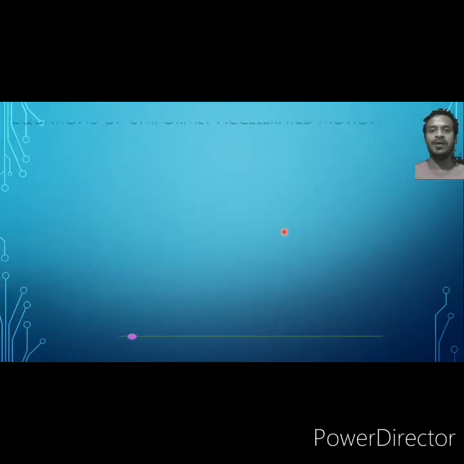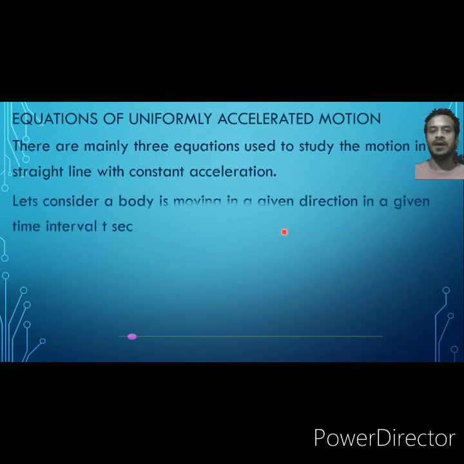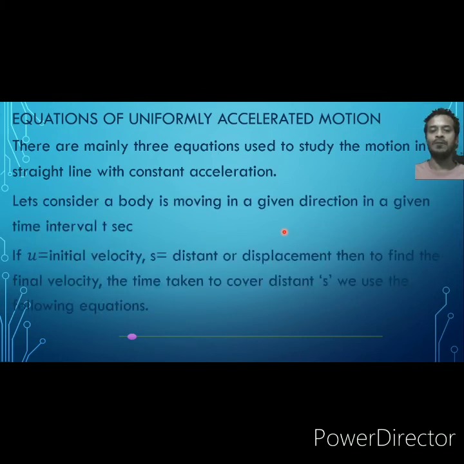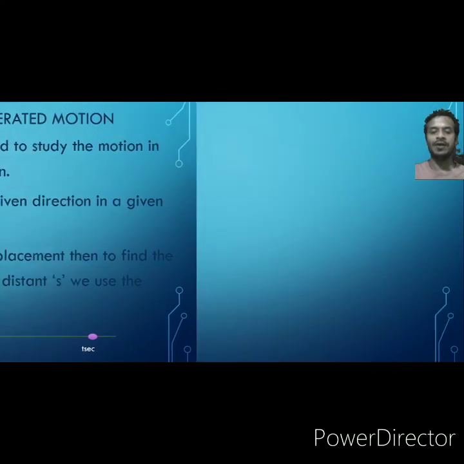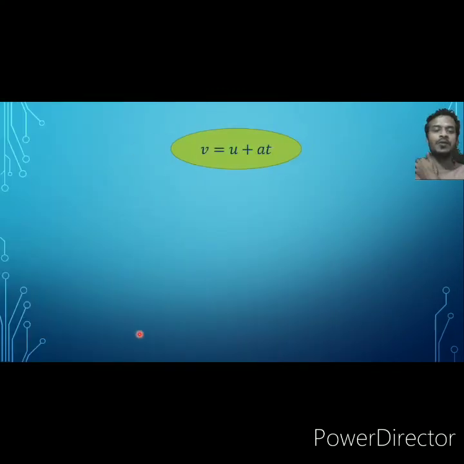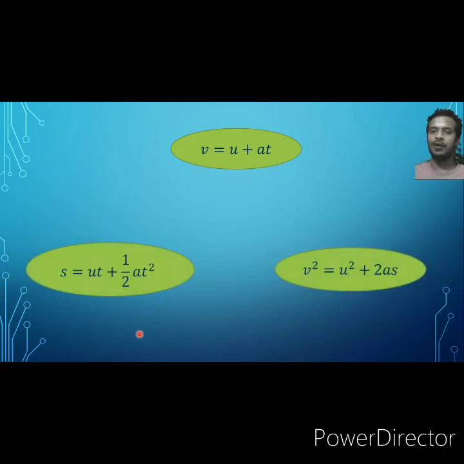So the equations mainly used to study uniformly accelerated motion, as you can see, the object is moving. Suppose we consider a time interval of any time. Here we consider the initial velocity u and final velocity v at a particular interval of time, and s was the distance covered. Then we can use these equations to find the final velocity, the acceleration, and the distance covered, and this equation is also a useful equation, right?